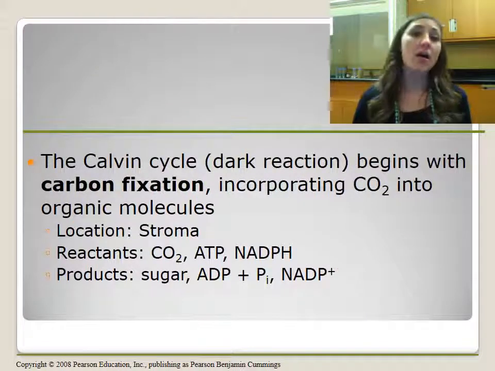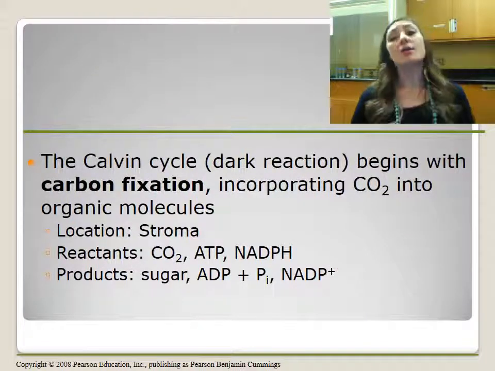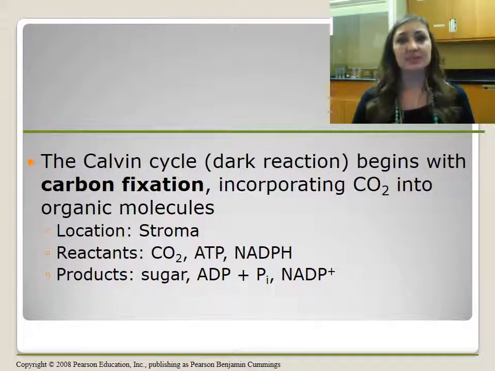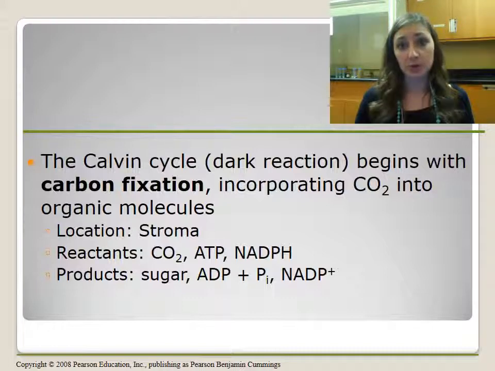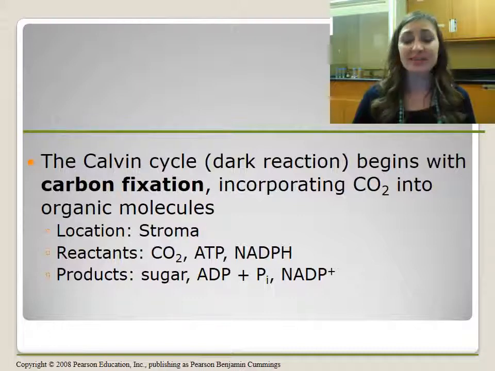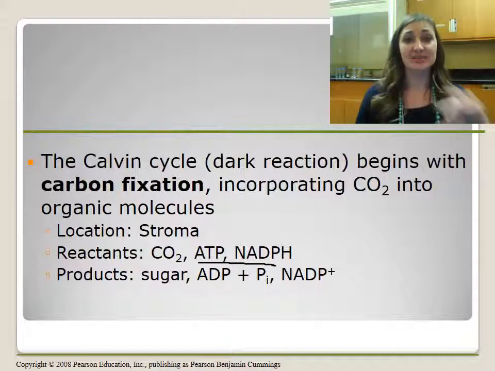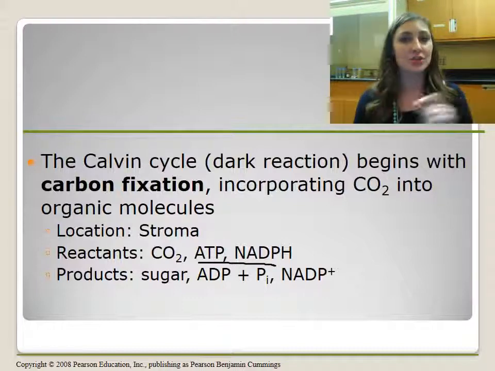The Calvin cycle, also called the dark reaction, also called the light-independent reaction, begins with carbon fixation. So this is where we take our carbon dioxide molecule and we create a glucose molecule, or a C6H12O6 molecule. This happens in the stroma. We need CO2, ATP, and NADPH to begin. That ATP and NADPH came from our light reactions. So those were the products from the light reactions that become the reactants for our dark reactions.